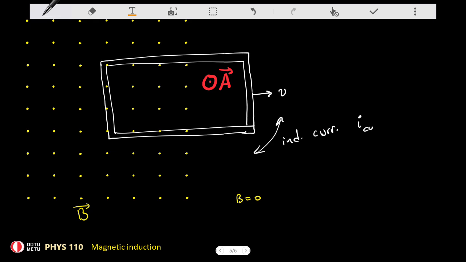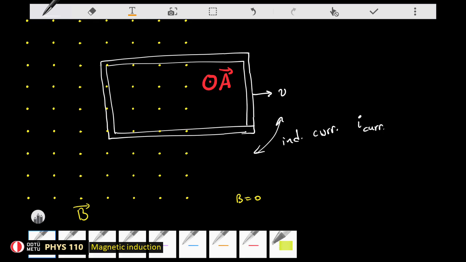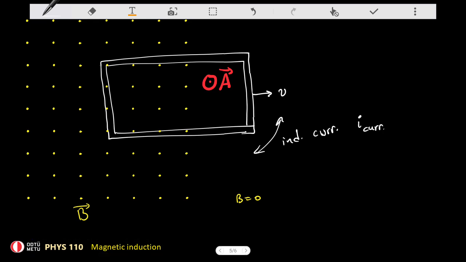I don't know its magnitude. Perhaps it's very small because there's a very large resistance in here. Perhaps this is almost an insulator, so therefore this current is very small. So therefore the magnetic field produced by this thing is negligible, but I don't care how small it is. I'm just interested in its direction.